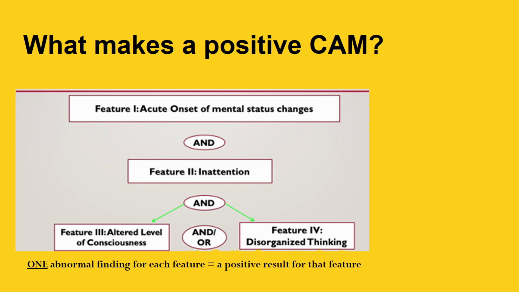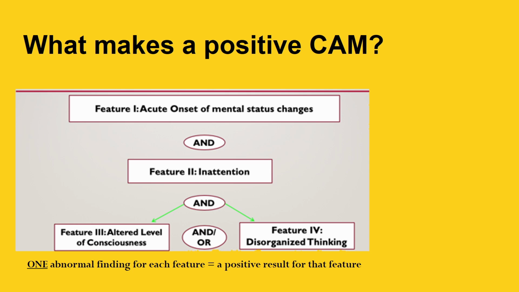Feature 2 is about inattention. We can use the months of the year backward question to test the patient's attention. To diagnose delirium, you have to identify both Feature 1 and Feature 2. Then we can move on to Feature 3 and Feature 4.